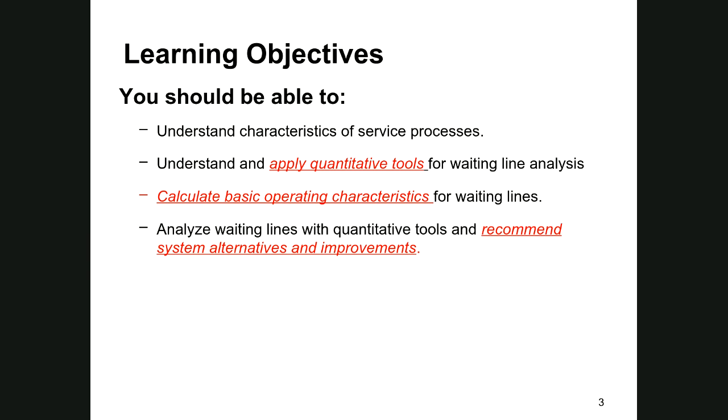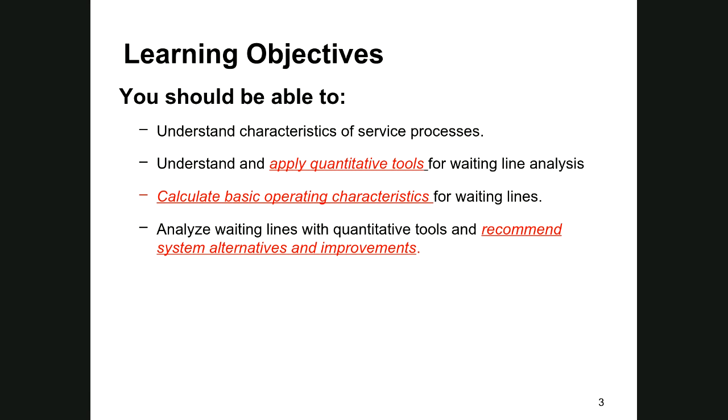And for this lesson, we're talking about three main things. We're going to understand quantitative tools, understand characteristics of the service process. We will, as an example in the second part of this lesson, calculate basic operating characteristics, and we'll talk about those in greater detail. And then most importantly, we will be able to analyze waiting line systems and recommend alternatives and improvements to these systems.